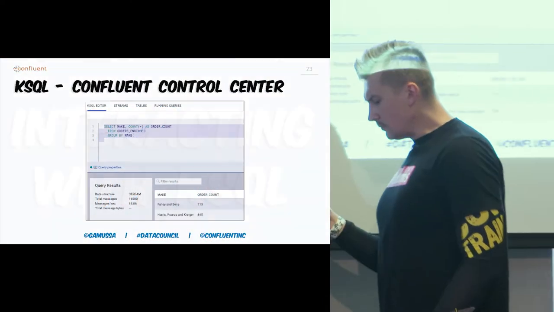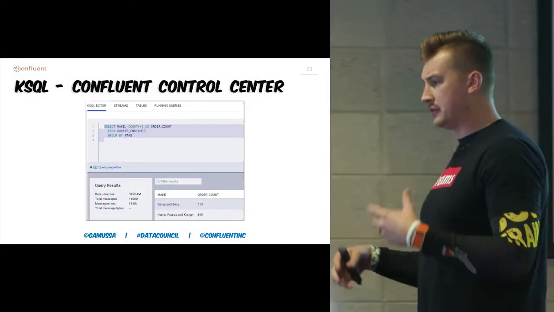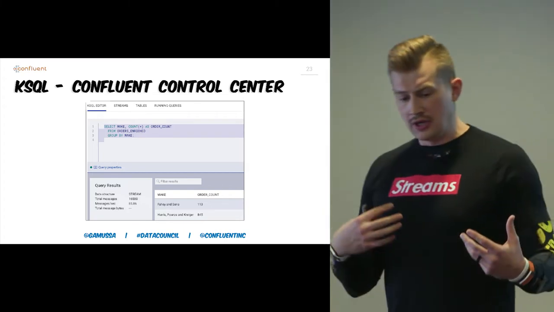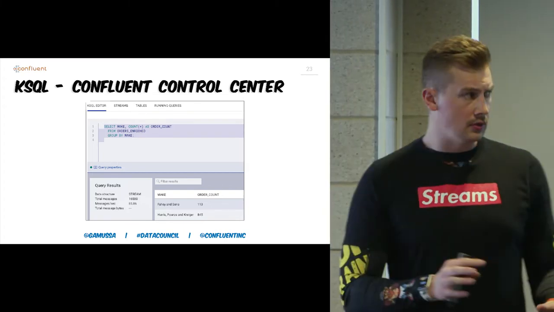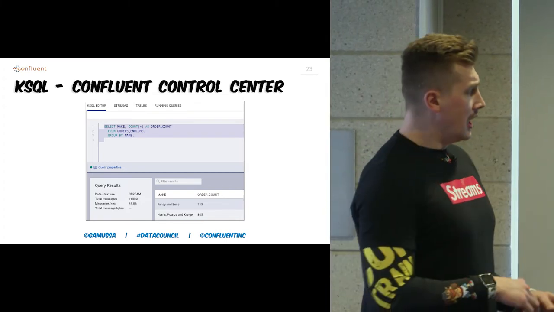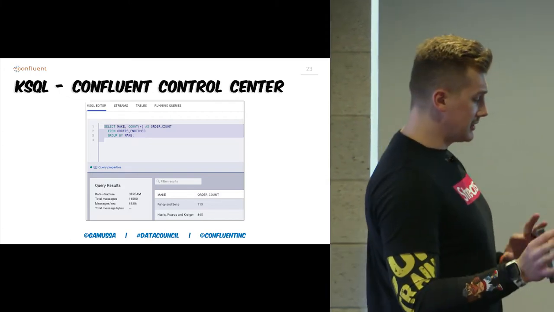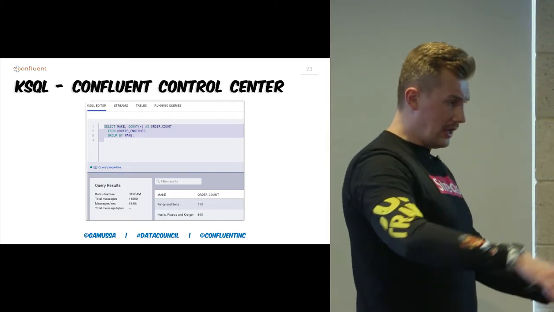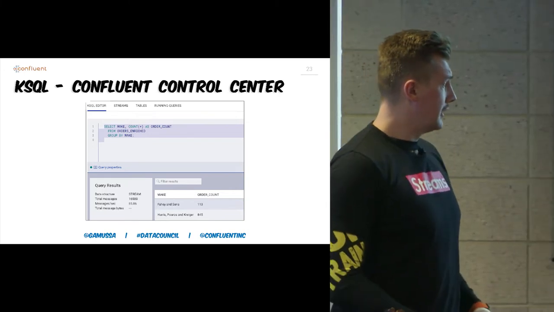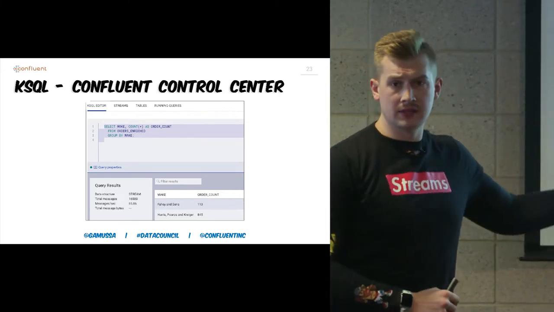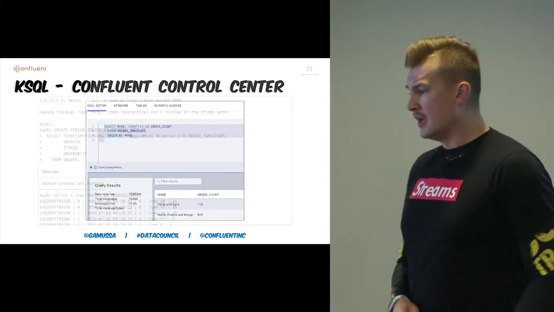So we do have a bunch of UIs at Confluent. We develop tools for stream processing, for interacting with Apache Kafka. We have this awesome tool called Confluent Control Center. It's free for development. You can grab this. You can run this on your laptop and start writing this stuff. We do have the same UI in our Confluent Cloud offering.